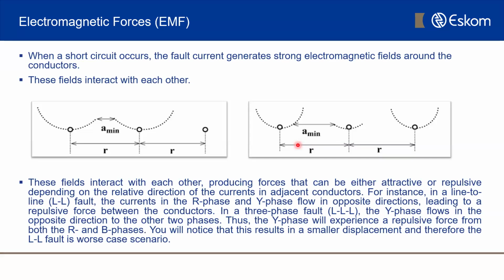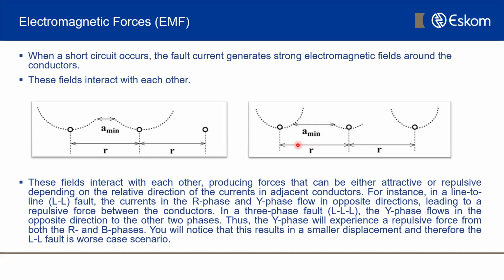Now, if you look at a three-phase fault, the one on the right, all three phases are going through this. Usually the outer phases will be in the same direction and the inner phase will change direction. But when they are in the same direction and they're attracting, the phase on the left, let's call that the blue phase.